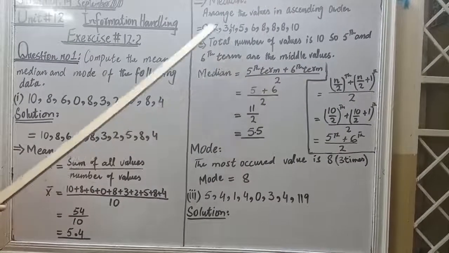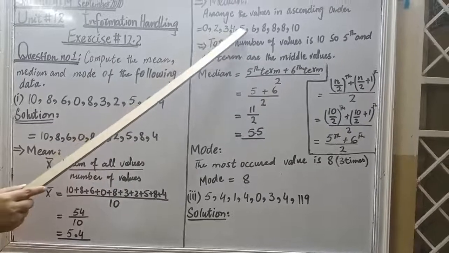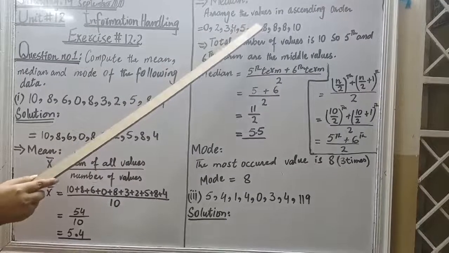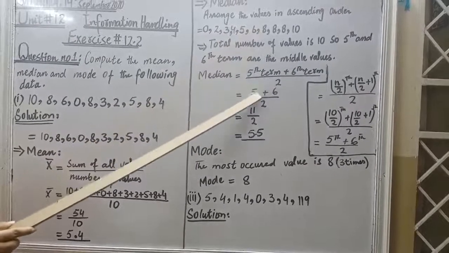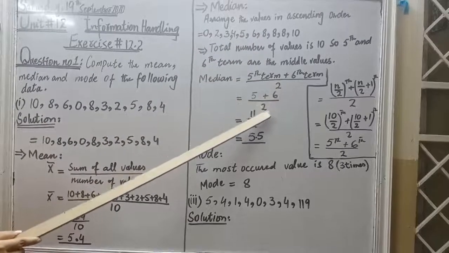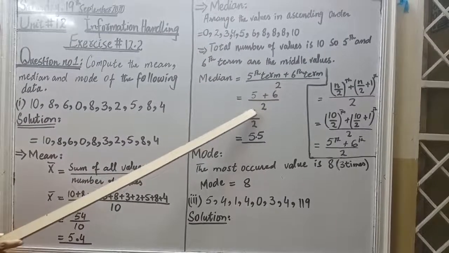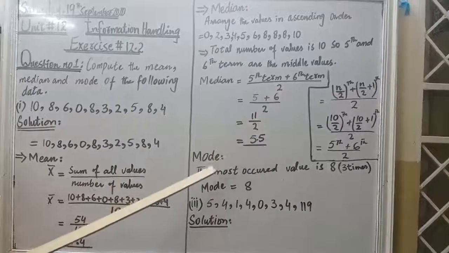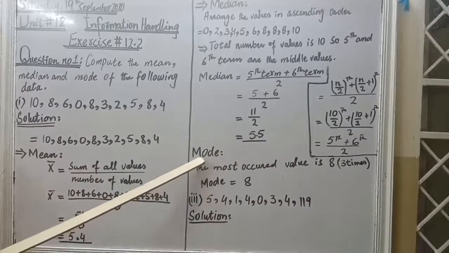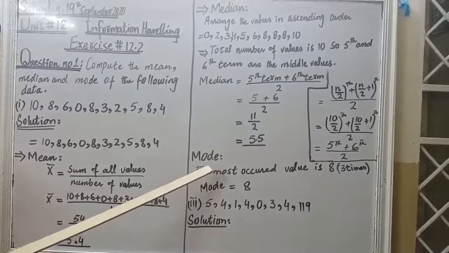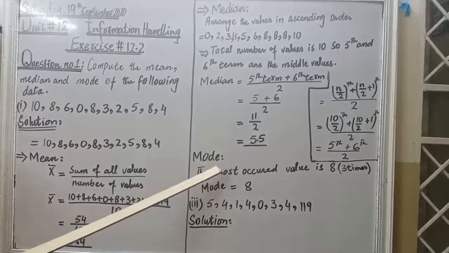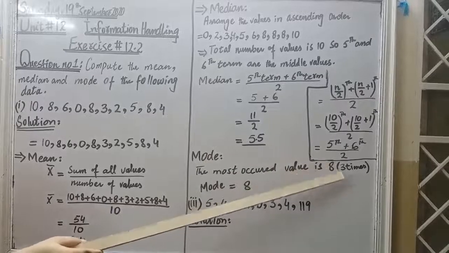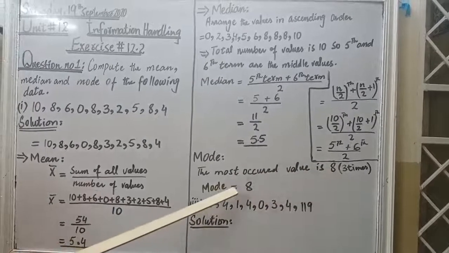Counting our terms 1, 2, 3, 4, 5: the 5th term is 5 and the 6th term is 6. So 5 plus 6 divided by 2. 5 plus 6 is equal to 11. 11 by 2 is equal to 5.5. Now you know that mode is the most occurred value in the data. So the most occurred value is 8, which occurs 3 times. So our mode is 8.